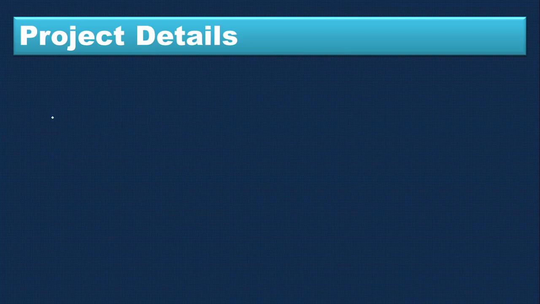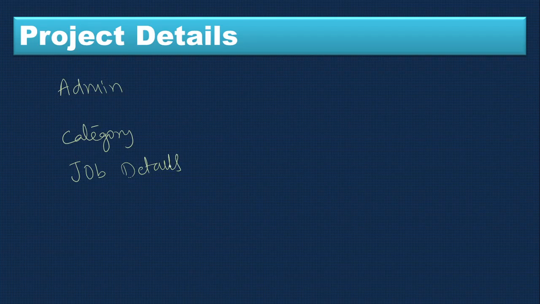So generally this project can have two modules. One is the admin module. So in the admin module we can provide options like job type or job category. Then the job details, what job it is. The other one is the users.